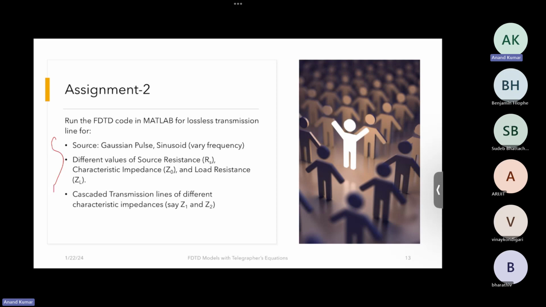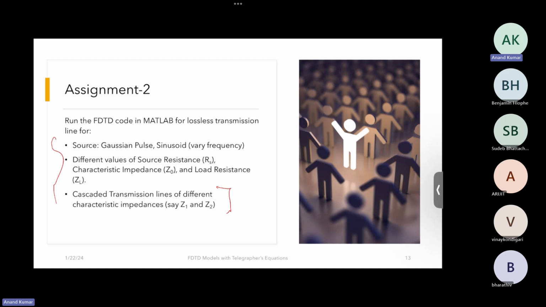One of the interesting assignment questions was to try cascaded transmission lines. So did anybody try this? And if so, did you find any trouble or were you able to do it? If not, that's all right. You'll have plenty of time after this course. So this is the fourth class. We'll do one more.